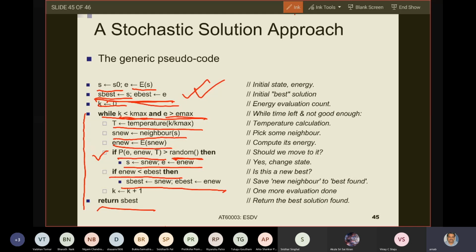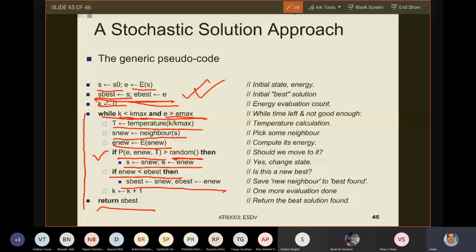Now I come back to what I was discussing regarding what happens when your temperature reduces. When your temperature is high, you allow worse solutions much more. Means at a much higher frequency, you allow worse solutions to be accepted. Why? Because worse solutions have a probability that they will provide good solutions later.